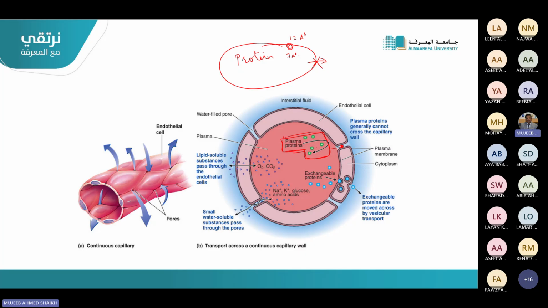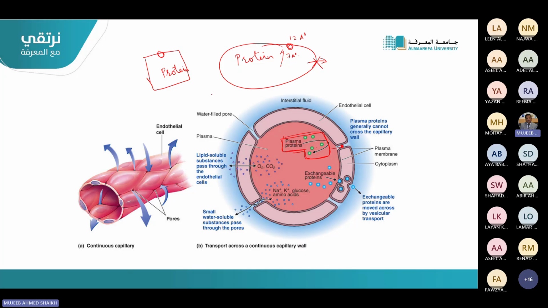Why proteins cannot leave? He said it needs carrier. Yes, good. But even at the capillary level, it cannot leave, without carrier or with carrier also. Why will it not go out?